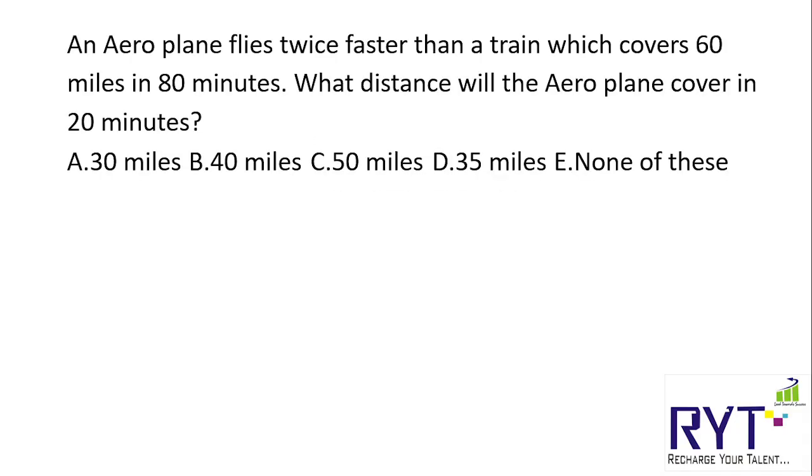Will move to the next. An aeroplane flies twice faster than a train which covers 60 miles in 80 minutes. What distance will it cover in 20 minutes? Okay, let us do it this way. A train which covers 60 miles. So train speed they have told. Speed of the train is equal to distance of the train divided by time taken by the train. What is the distance? 60 miles divided by, sorry, 80 minutes. Since they are given miles and minutes, we'll just use the same units as of now. So 6 by 8, which is nothing but 3 by 4 miles per minute.